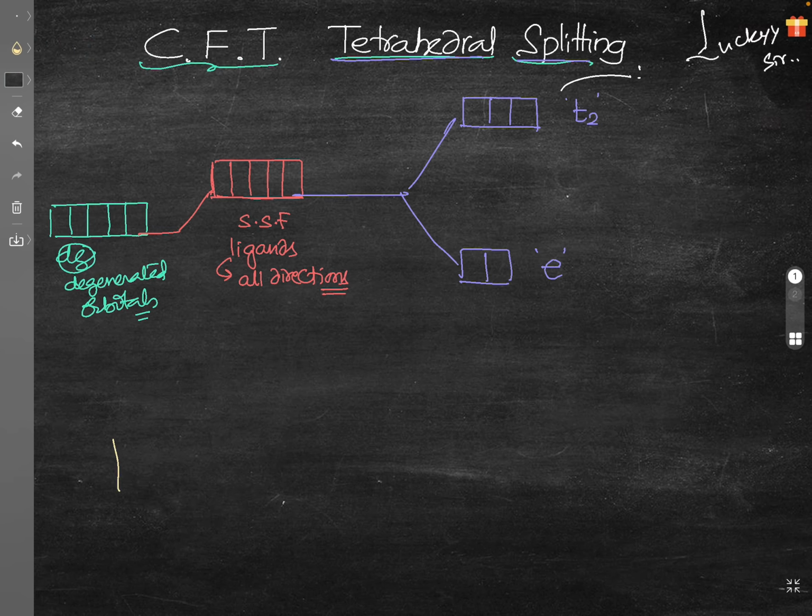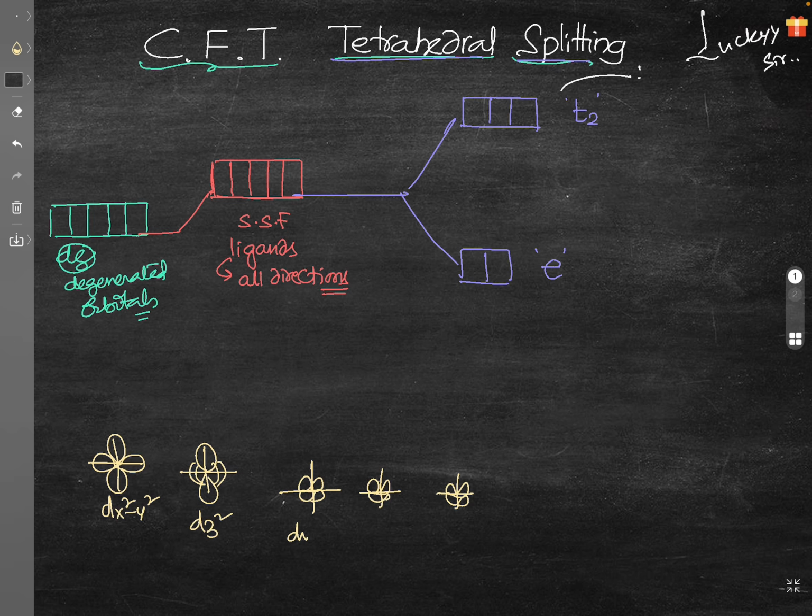See, as we know, d orbital shapes are like this. This is dx square minus y square, and this is dz square, and dxy, dyz, dxz will be like this. Now, when coordination number is 4 and tetrahedral splitting is there, ligands approach. This is the most important one.